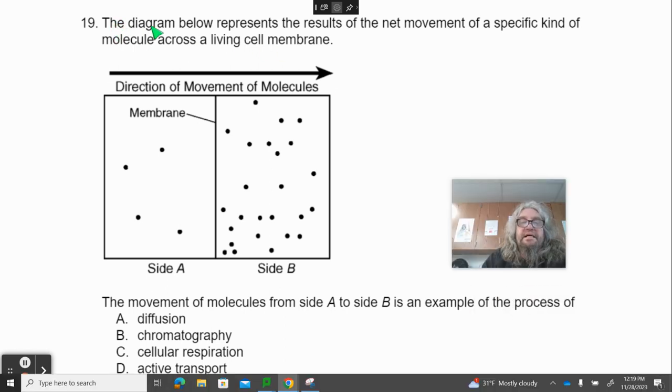Number 19, the diagram below represents the results of a net movement of a specific kind of molecule across a living cell membrane. Here's the membrane, side A to side B, and the molecules are moving from A to B. The movement of molecules from side A to side B is an example of the process of A, diffusion, B, chromatography, C, cellular respiration, D, active transport.